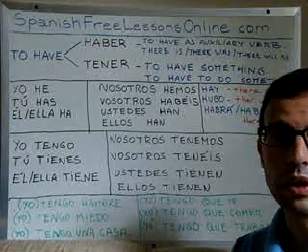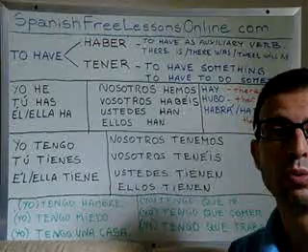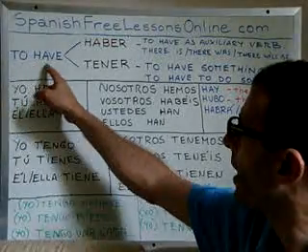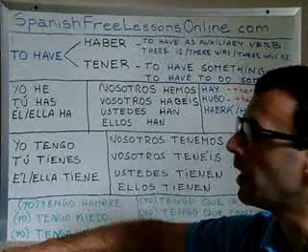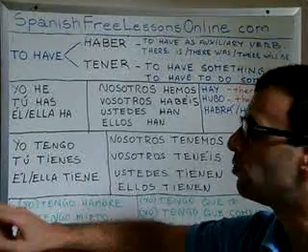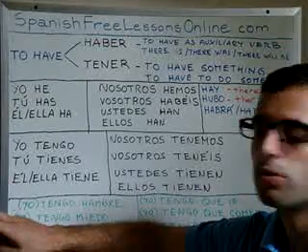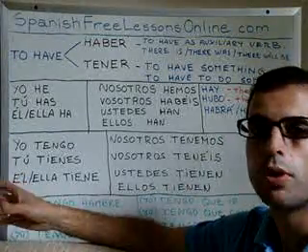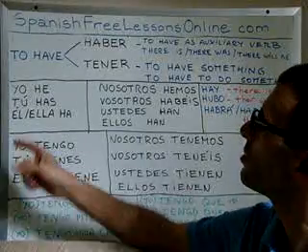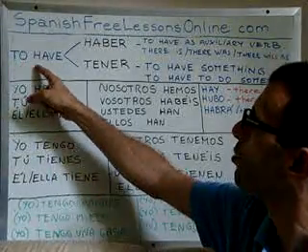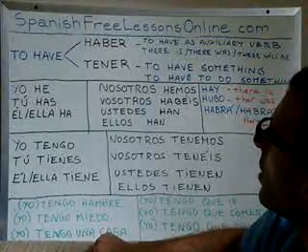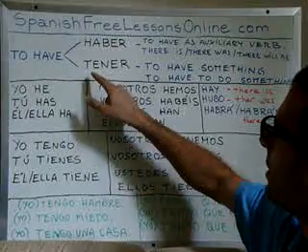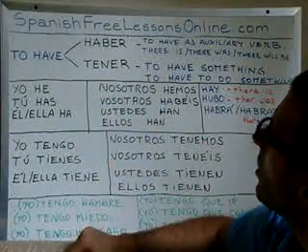Now we will learn the two verbs that correspond to the English verb to have, right? In Spanish, we have two verbs that correspond or translate to the different functions that the verb to have has. In Spanish, we have HABER and TENER.